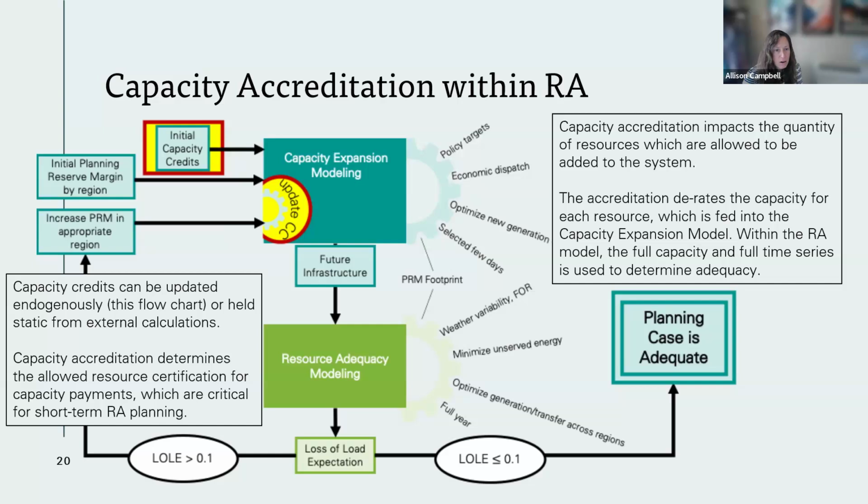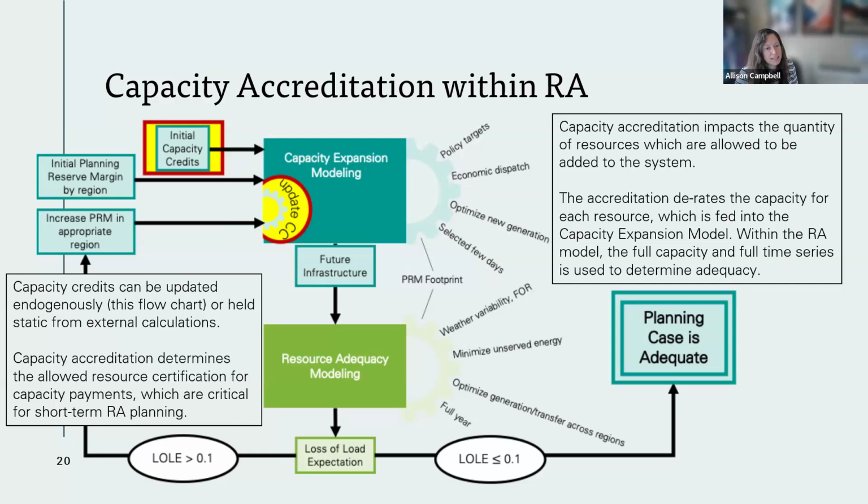The capacity credits that are used in this updated regime can be updated within the capacity expansion modeling framework, or they could be held static from external calculations. One example of this would be, for all of the imaginable permutations of your future policies and your future generation mix, what would the contribution of that resource be? And then you would have what would be called an ELCC surface, an effective load carrying capacity surface. And then you pluck your value from that surface so you don't have to update as you go.